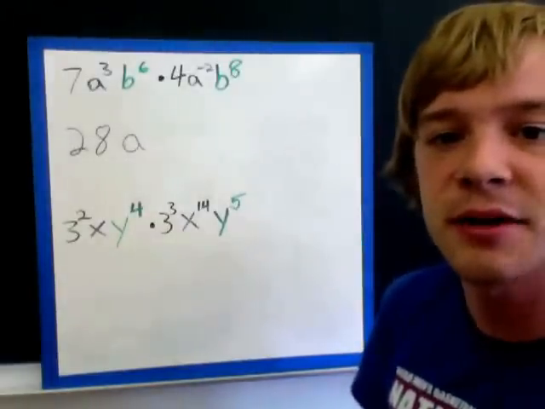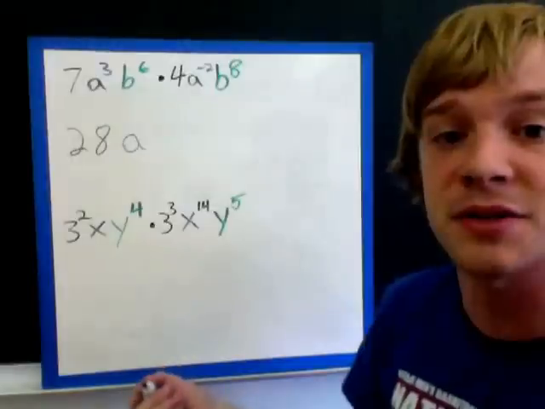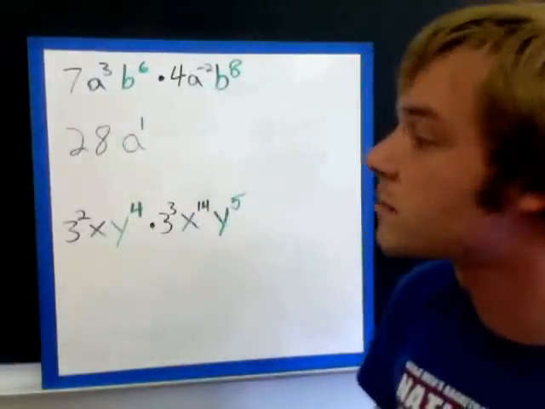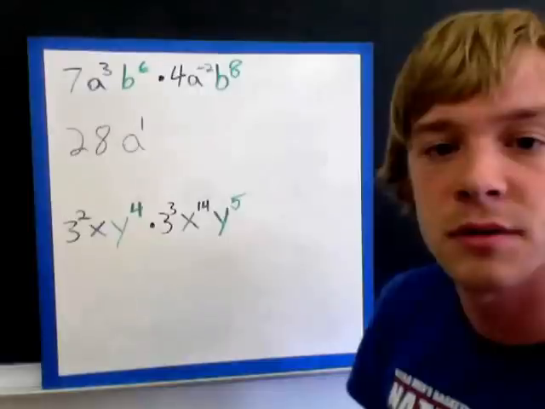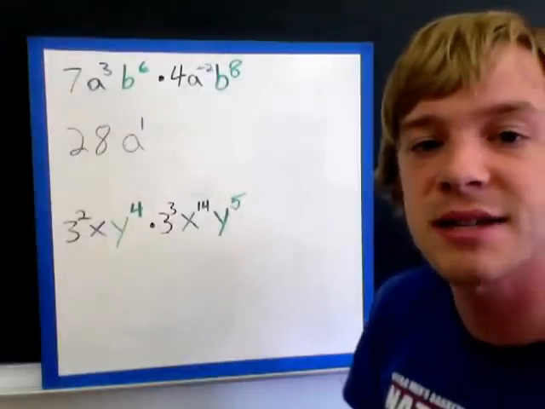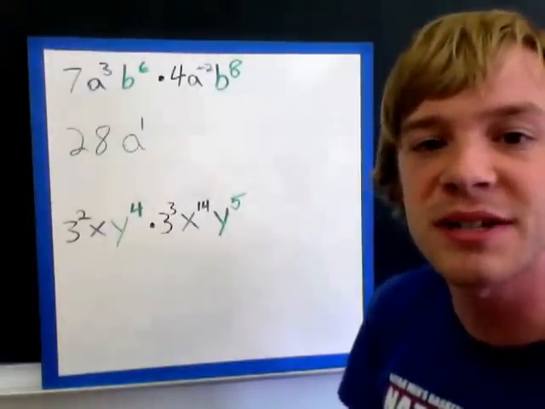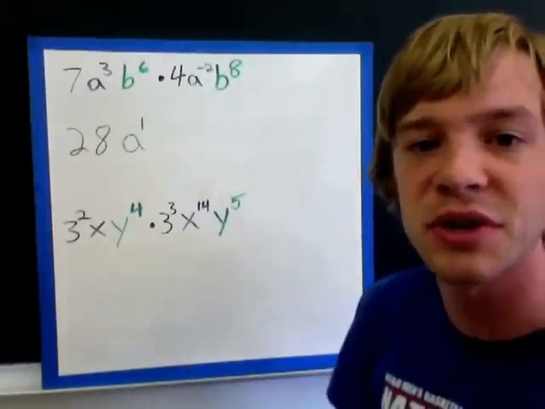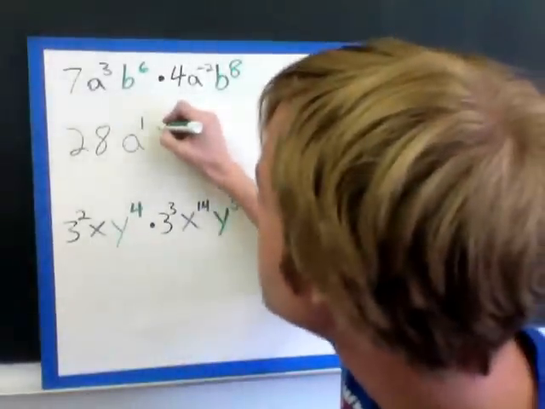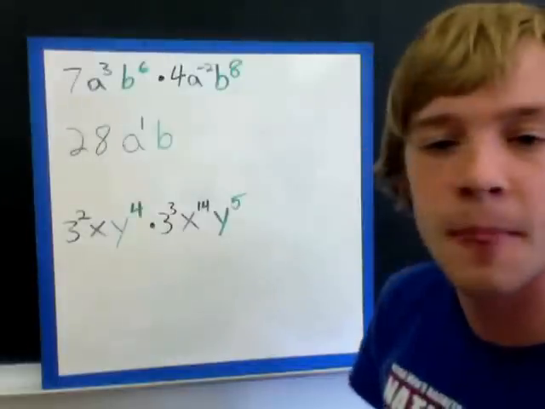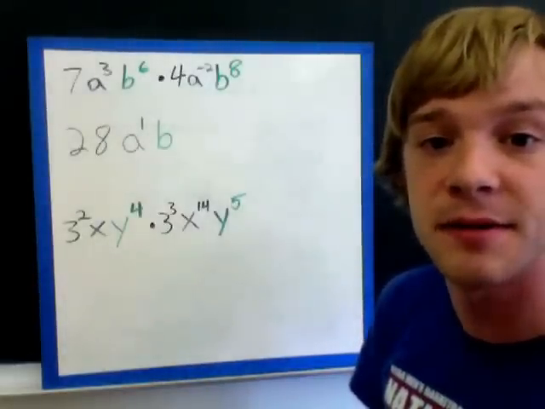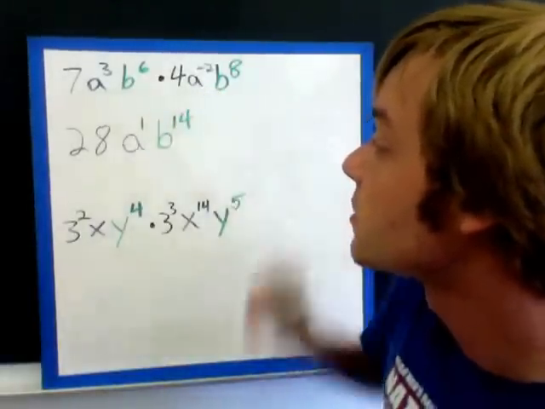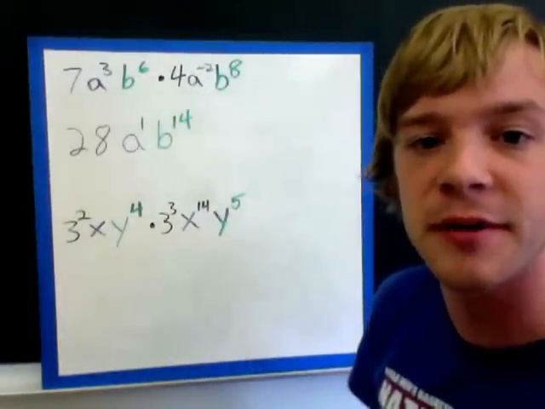And then I simply want to add 3 plus negative 2, or 3 minus 2, which is going to give me 1. And lastly, I'm going to have b to the 6th and b to the 8th. So when I multiply those, I'm still going to have a base of b. And I'm going to add 6 plus 8. Well, that gives me 14. So that's going to be to the 14th power right there.